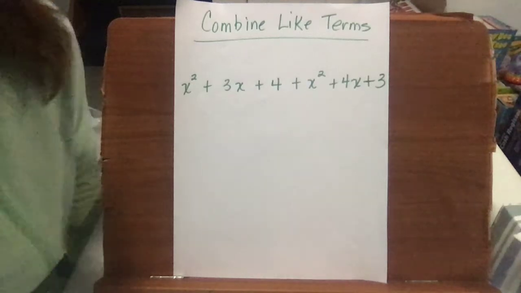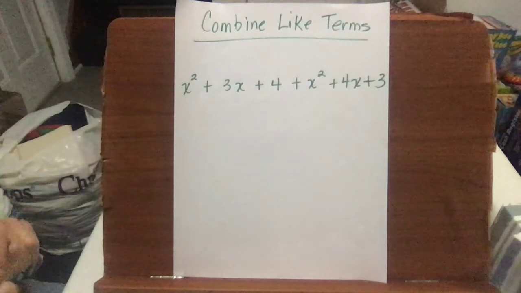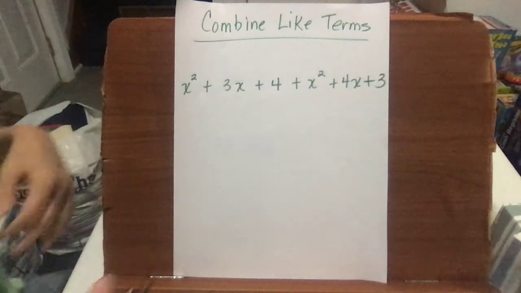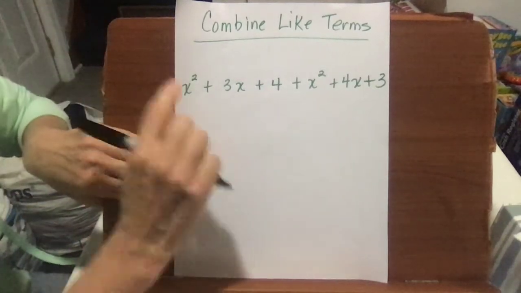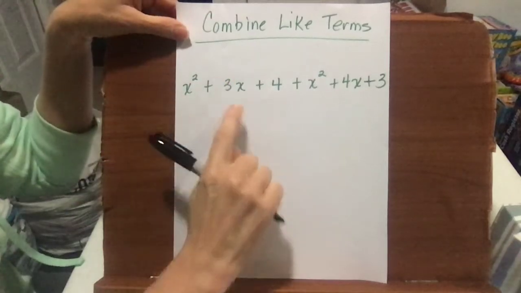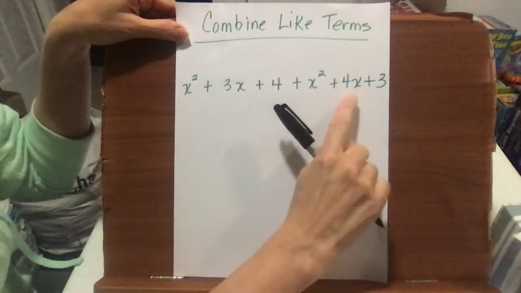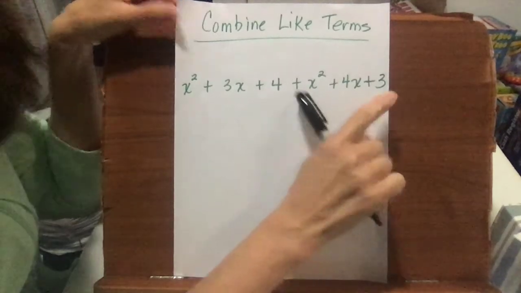All right, today we're going to look at combining like terms. Like terms are terms that are exactly alike. So each one of these is a term. X squared is a term, 3x is a term, 4 is a term, this x squared is a term, 4x is a term, and 3 is a term.